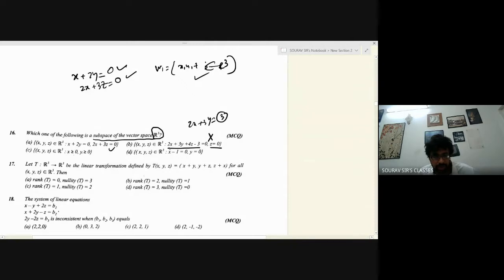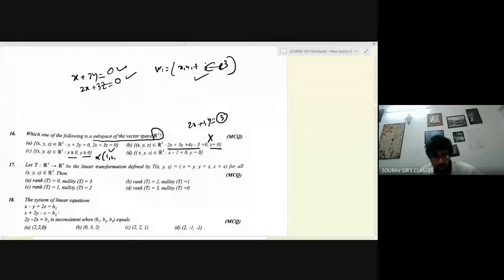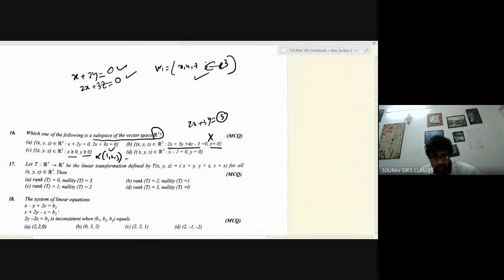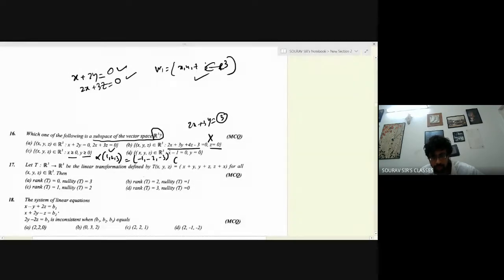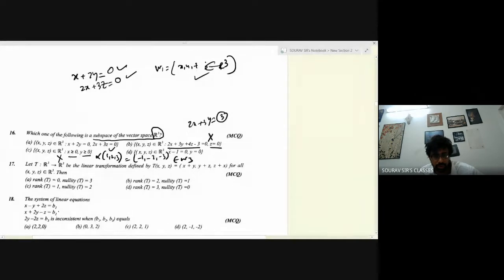In the third one, x is greater than or equal to 0, y greater than or equal to 0. So x0 and y0 is a possibility. But even if you put these three values over here, x greater than or equal to 0, y greater than or equal to 0, three-dimensional plane. So this is a three-dimensional basic plane. So alpha 1, 2, 3 will be giving you three different values. Okay, minus 1, 2, 3, which will not be a form. So this is also not forming a subspace.